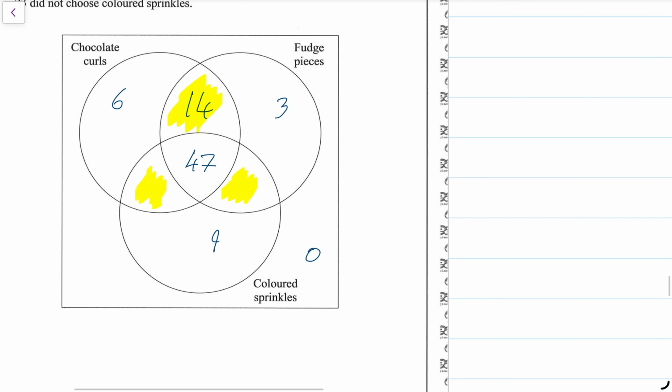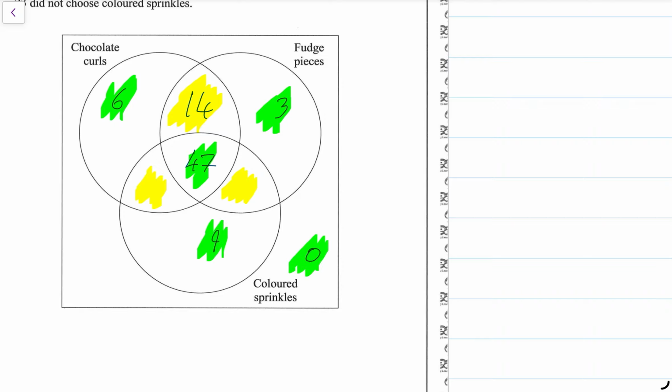Now, we know that all of these numbers, you can imagine if I highlighted everything here, this number, this number, this number, this number, and this number have to add up to 100. So we can forget about the 14. We just want to find the 3 yellow bits in total. So for the next bit, we can just do 100 minus 6, minus 3, minus 47, and minus 9, just to get the 3 yellow.